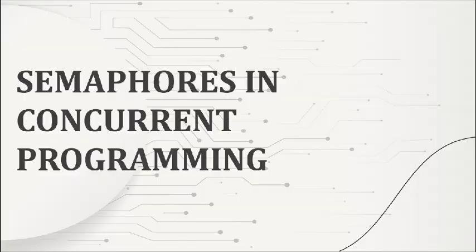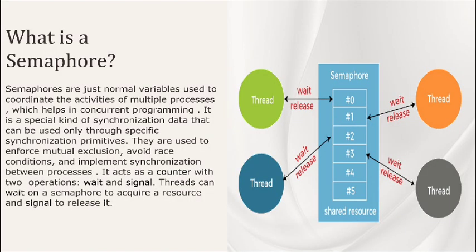So basically, semaphores are just normal variables which can take an integer value and are used to coordinate the activities of multiple processes. It is a special kind of synchronization data that can be used only through specific synchronization primitives. Synchronization primitives are simple software mechanisms provided by a platform to its users for the purpose of supporting thread or process synchronization, and semaphores are one among them.